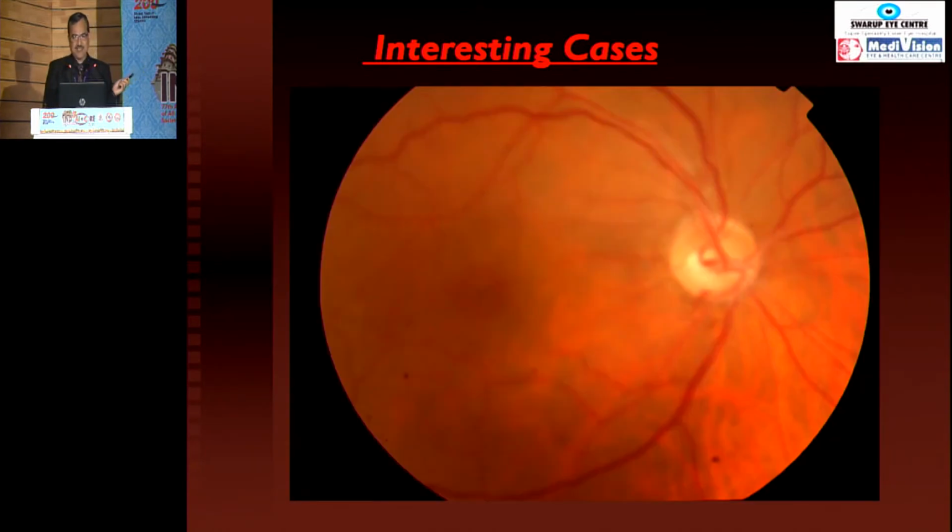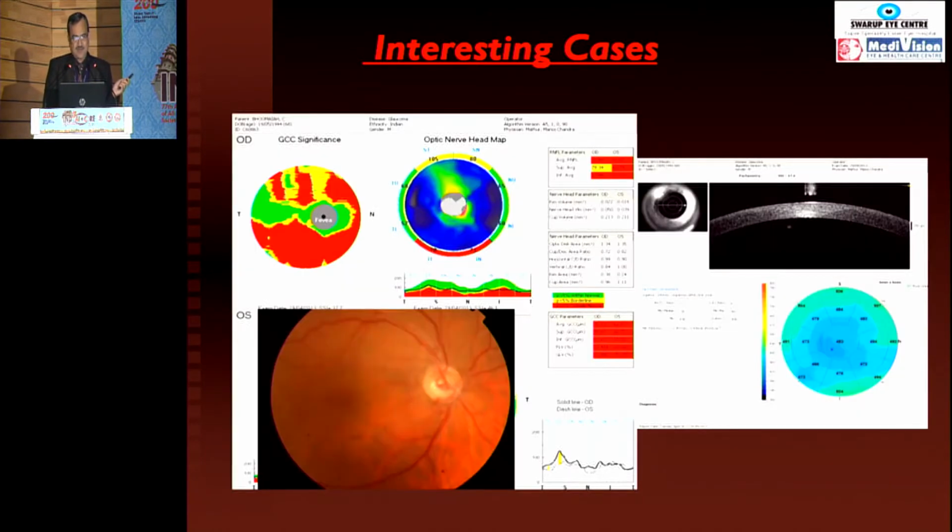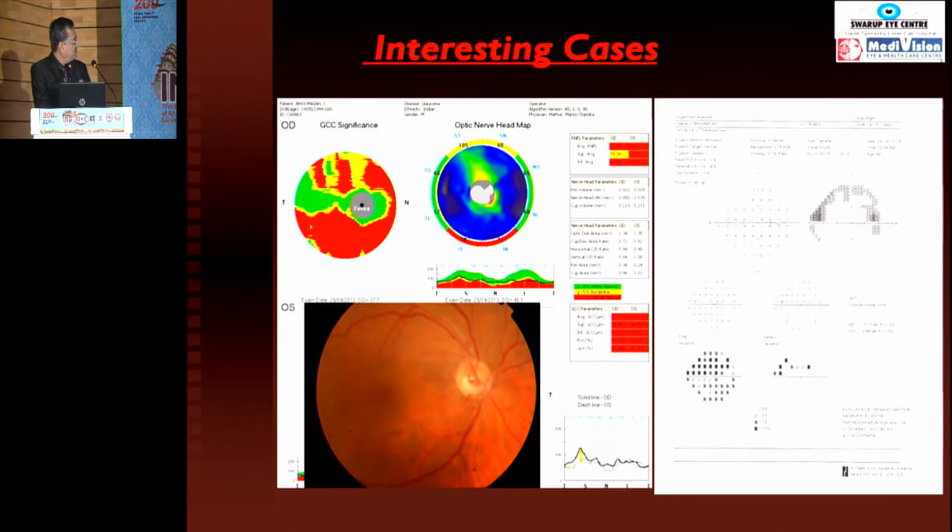Now again, if you see this disc here, you correlate with the OCT, you see the inferior thinning of the neuroretinal rim here, and the ganglion complex is corroborating, and the central corneal thickness is again showing a slightly thinner reading, and then that gives you a superior arcuate defect on the visual field.